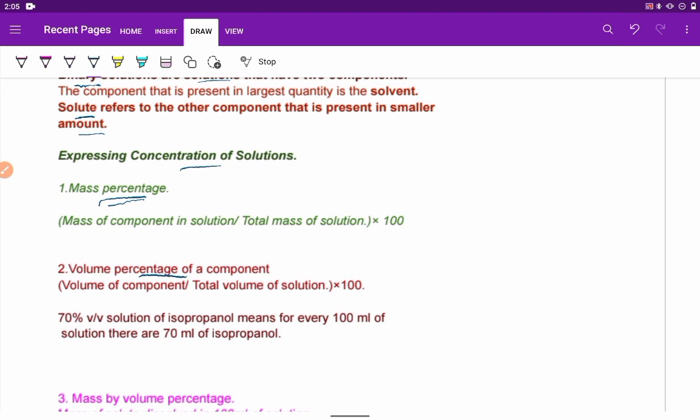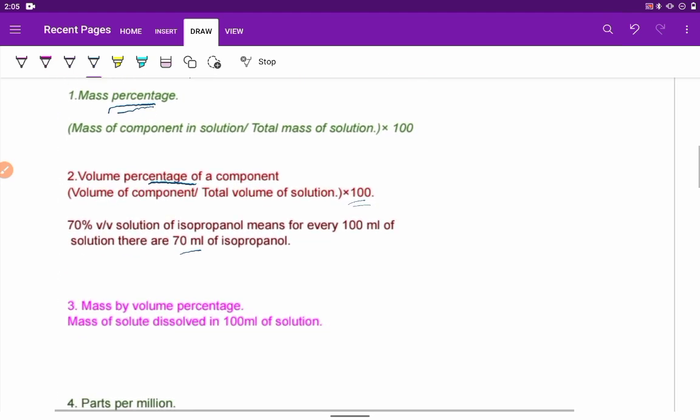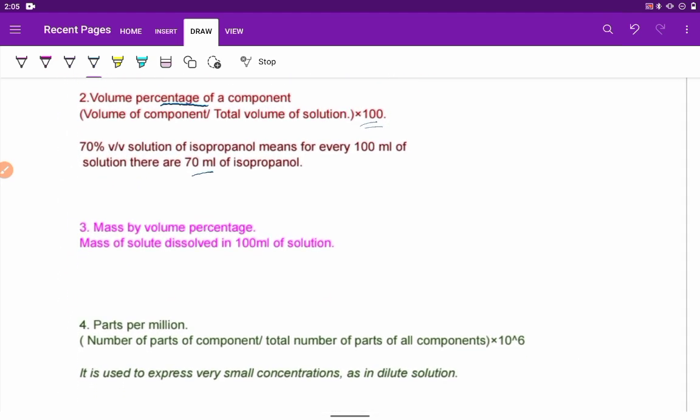Next is volume percentage of a component. That is volume of component by total volume of the solution multiplied by 100. Like 70% V by V solution of isopropanol means for every 100 ml of the solution, there are 70 ml of isopropanol. Next is mass by volume percentage. This is mass of solute dissolved in 100 ml of the solution.